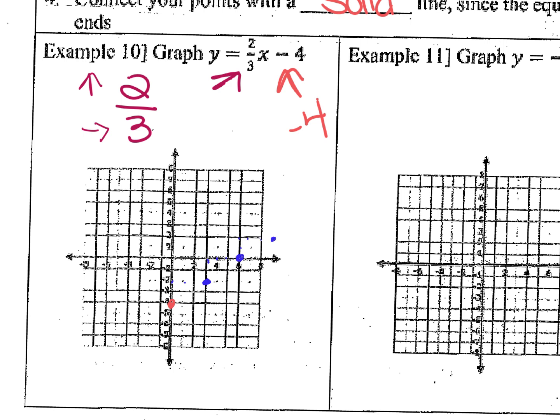And just like I went to the right in my graph, I always want to go back. Okay, so if I go up 2 over 3, I can go over 3, 1, 2, 3, down 2, and there's going to be my next point. Okay, 1, 2, 3, down 2, my next point, and then I'm just going to connect these with a solid line. Of course, your line's going to be straighter and hit all the points, but that is the graph of the equation y equals 2/3 x minus 4.